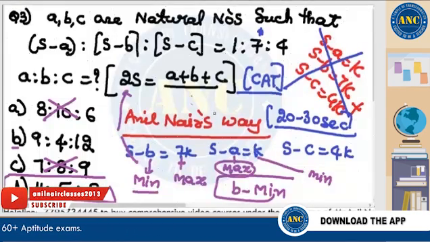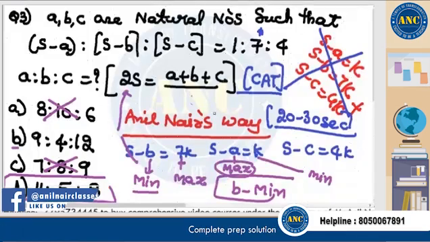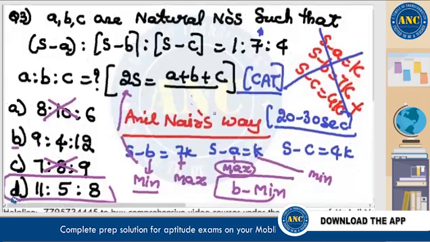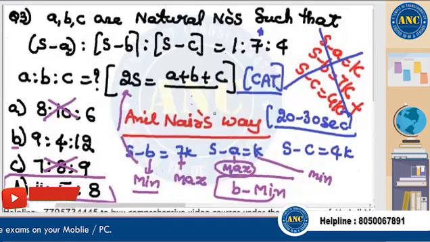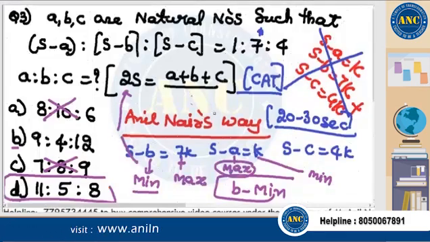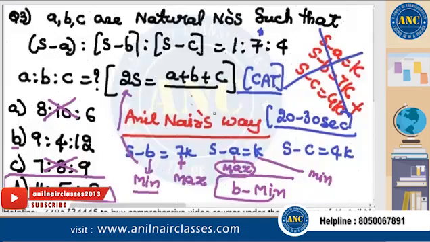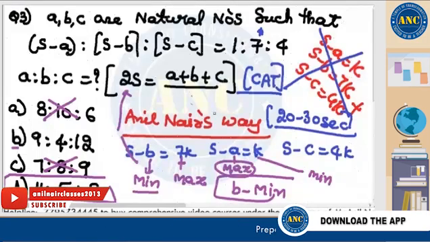In the ratio given, S minus A is to S minus B is to S minus C, what is the maximum value? 7. S minus B is 7. That means 7 will be maximum. If 7 is maximum, by the definition given, B is preceded by a minus sign. So B should be minimum. In the answer ratio, B should be minimum.